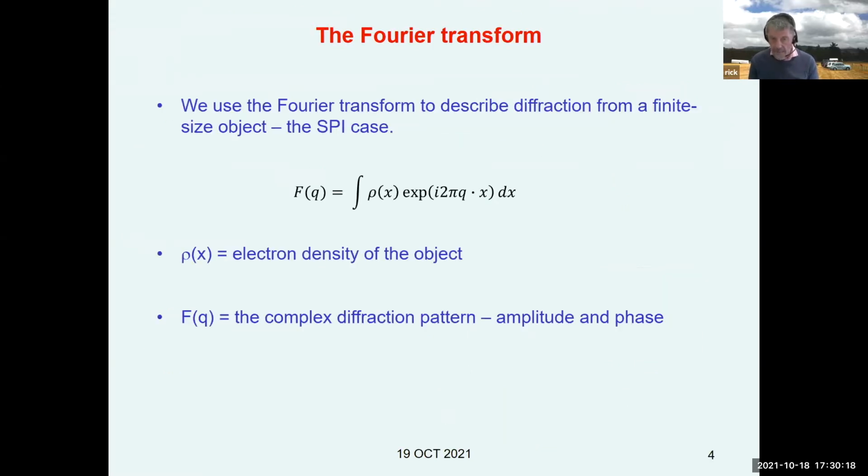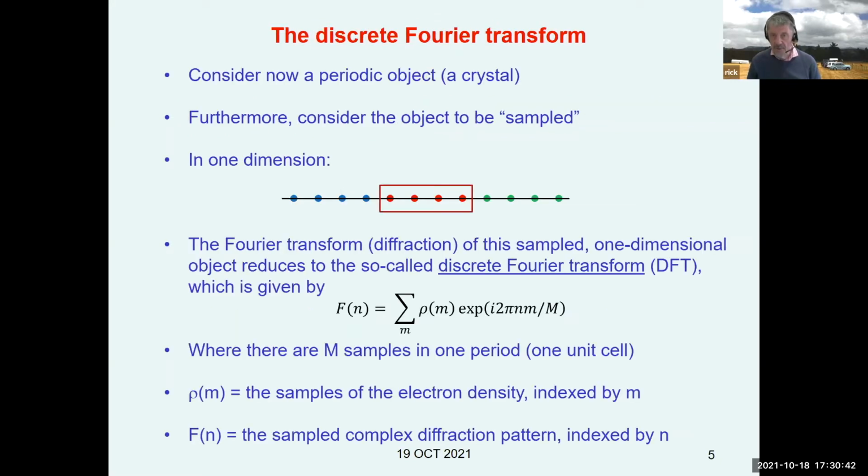Okay, so in the single particle imaging case, or diffraction in general, we normally describe it by the Fourier transform, which is this equation here, where rho of x is the electron density of the object, and F of q is the complex diffraction pattern. Now, let's take a look at the discrete Fourier transform. The discrete Fourier transform is used for describing the Fourier transform of a sampled object. And in developing the discrete Fourier transform, we assume that that sampled object is periodic.